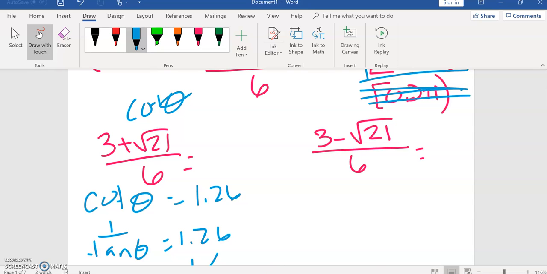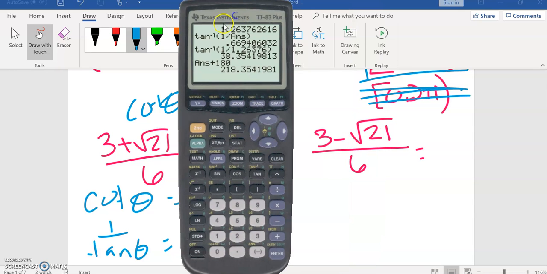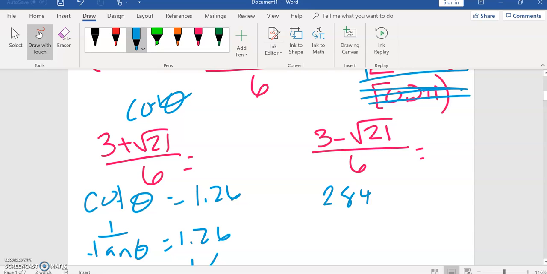Now I need to go back and do the same thing for the other one. So I'm going to do 3 minus the square root of 21 divided by 6. Okay, so now I'm negative 0.26, but I'm going to find the arc tangent of 1 over this answer. Now negative 75, that isn't in my range. So I'm going to add 360. Okay, 284.8. This is one of my answers.